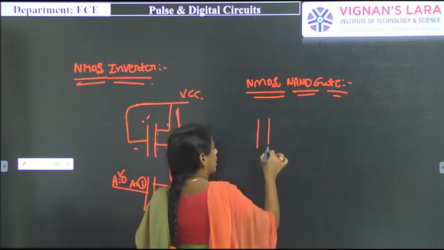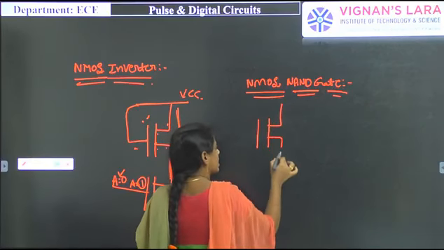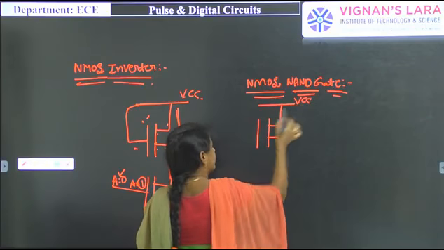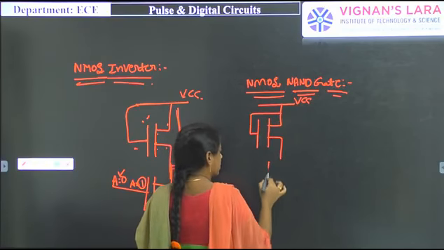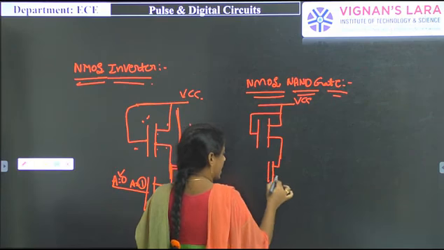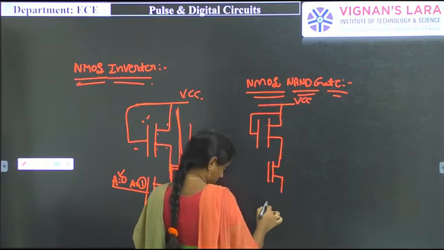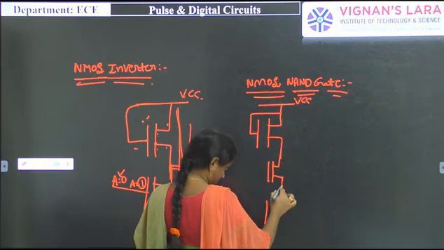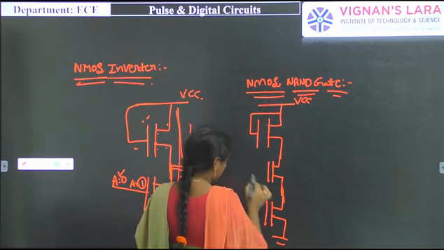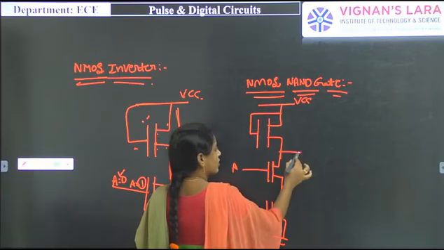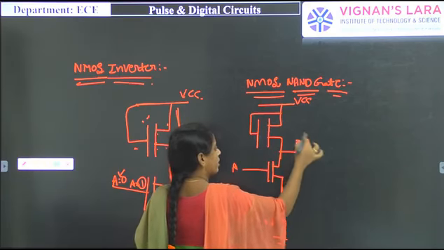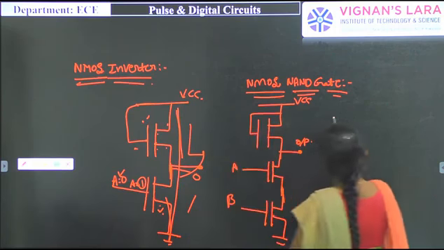The first thing will be as usual common: this one is connected to the VCC, and the next ones are connected in series. Here the inputs can be represented with A and B, and this one will be the output. So that is A, B and output.